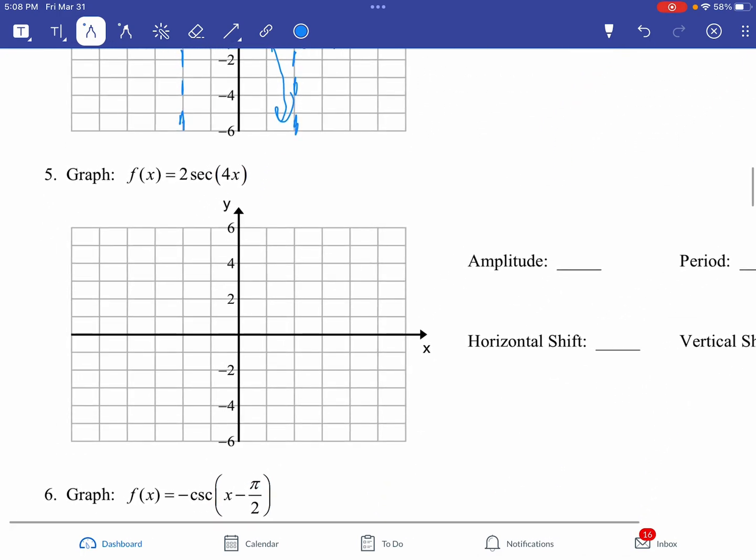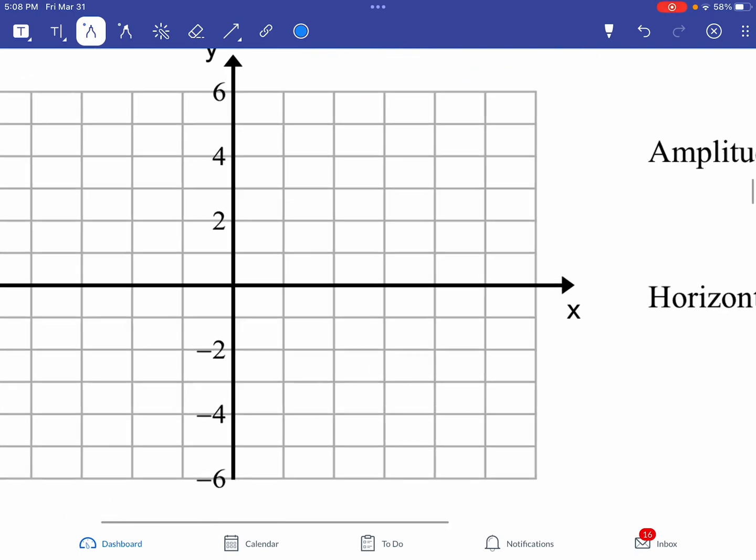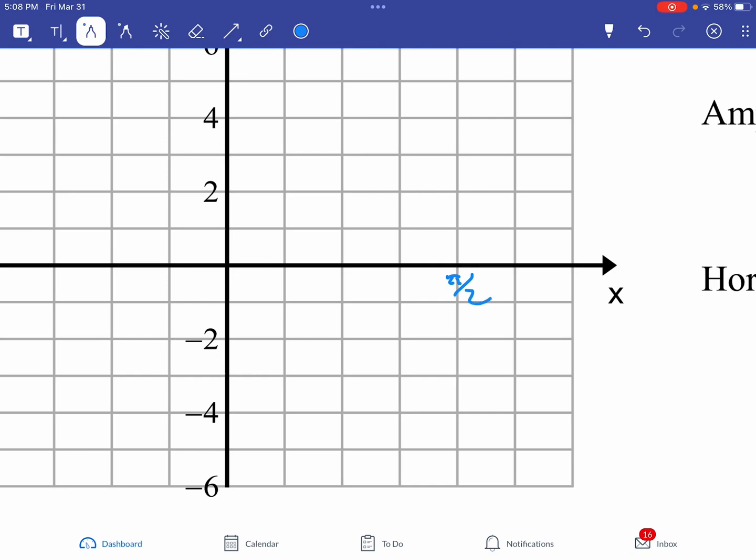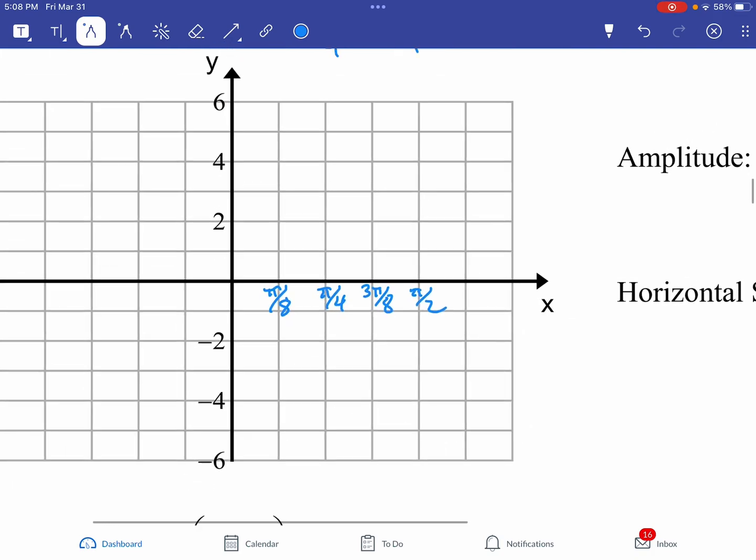Secant. To graph secant, we're going to do cosine instead, and then graph secant on top of cosine. Okay, so step 1 is the period, because I'm multiplying the x term by 4. 4x equals 2 pi. Divide both sides by 4, and x will equal pi over 2. So that is my new period. Pi over 2. Half of pi over 2 is pi over 4. Half of pi over 4 is pi over 8. 3 times pi over 8 is 3 pi over 8. That's my intervals for my graph.